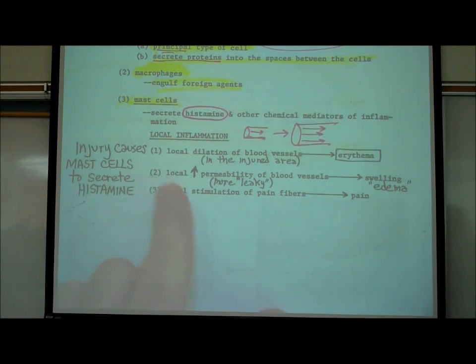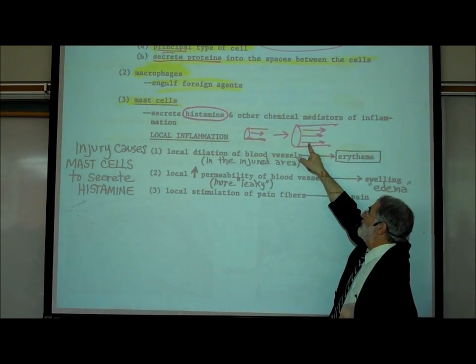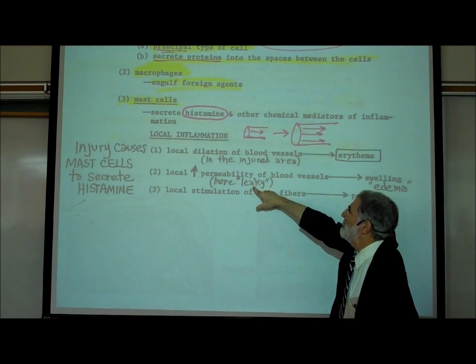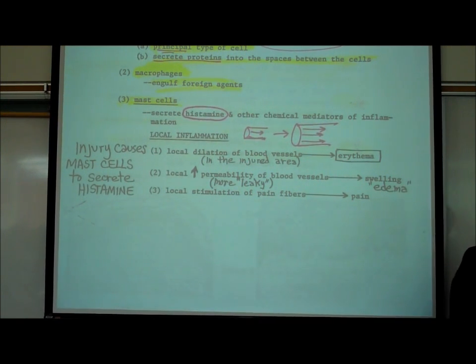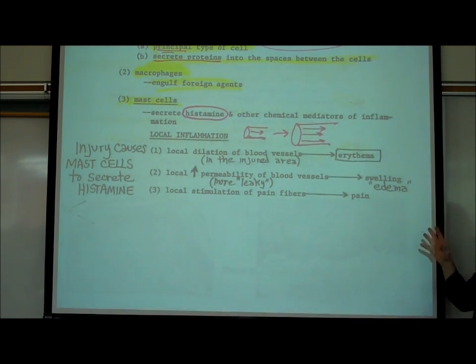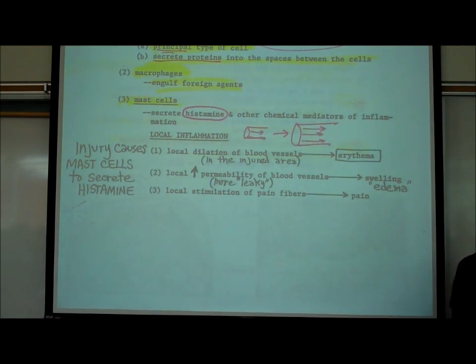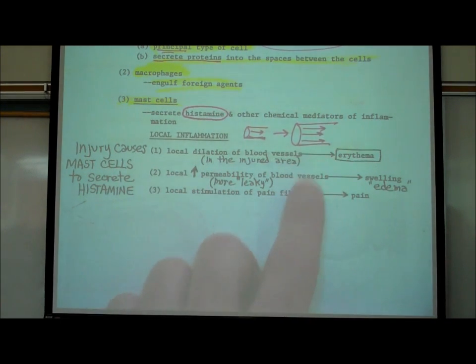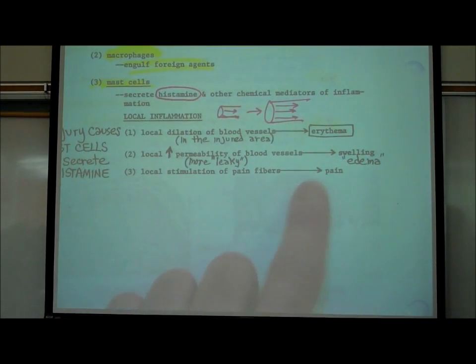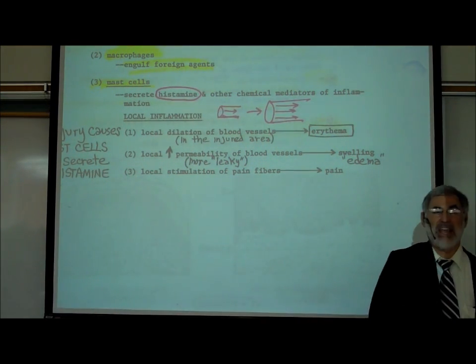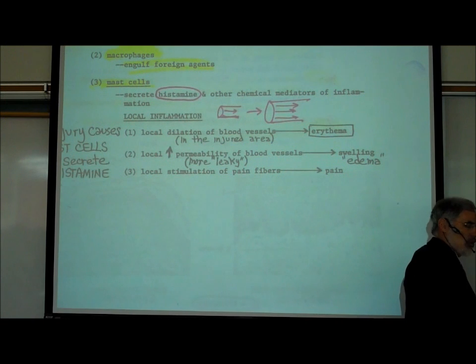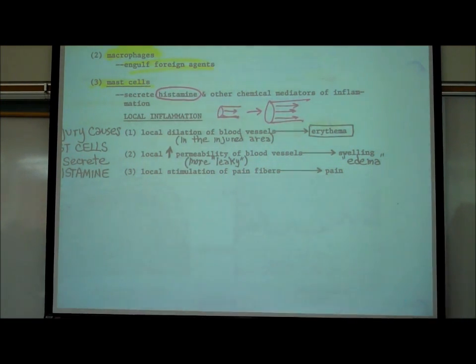Histamine released by these mast cells also causes a local increase in permeability of the blood vessels. It makes these very same blood vessels not only dilate, but become more leaky. By making the wall of the vessels more leaky, more permeable, proteins and water leak out of these vessels. And the proteins and water leaking out causes the injured area to become all swollen. We'd say there's localized swelling or localized edema. Edema means swelling.